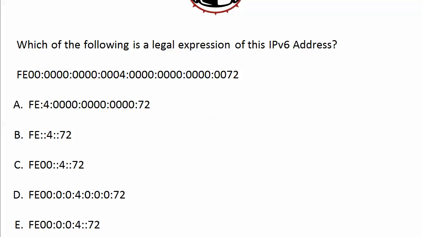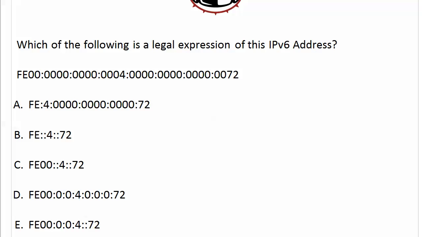Now let's look at D. This one looks pretty clean at the beginning. Let's go through the blocks from left to right. And FE00, that's perfectly fine. We compress the second and third blocks from 4 zeros each to 1 zero each.